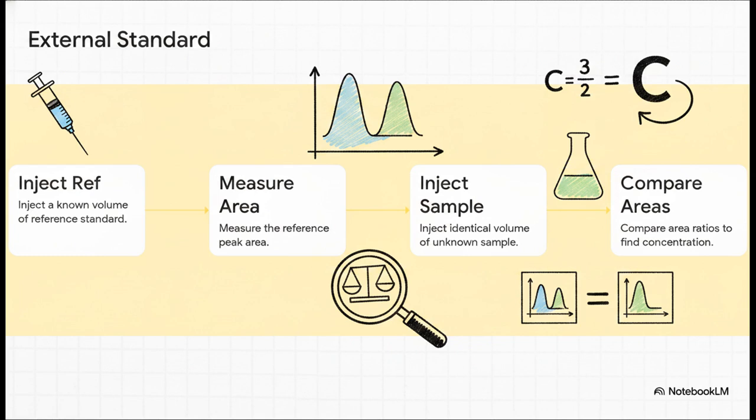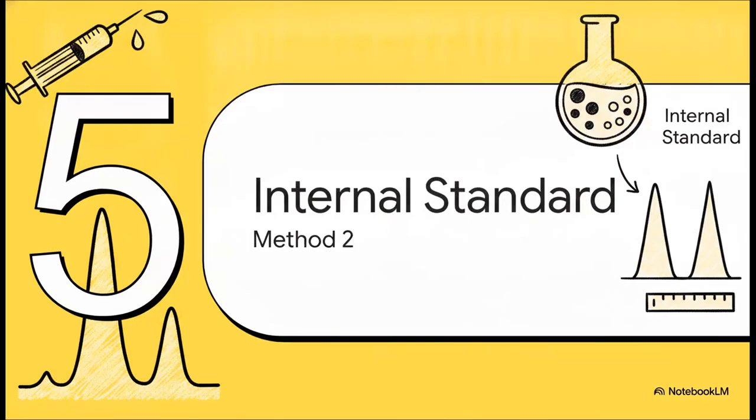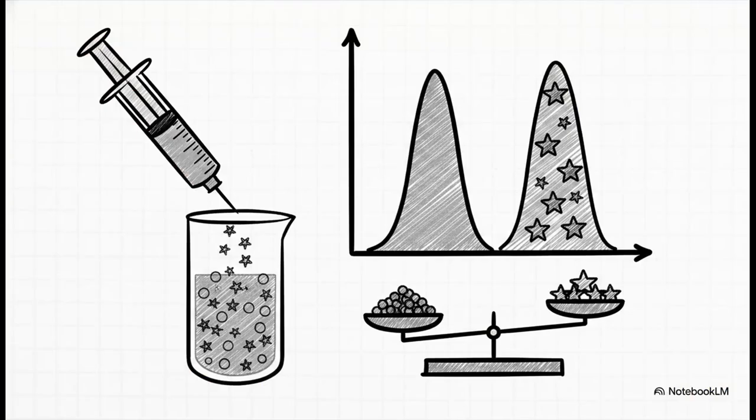But keep in mind, this whole thing hinges entirely on your ability to inject that exact identical volume both times. So what if you can't? Let's look at section 5, method 2, the internal standard. Right, so what happens when you're in a situation where you simply cannot guarantee identical injection volumes every single time?